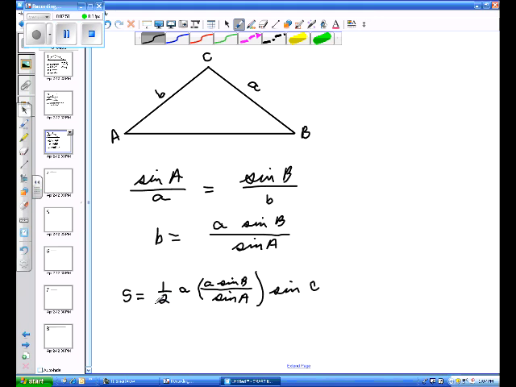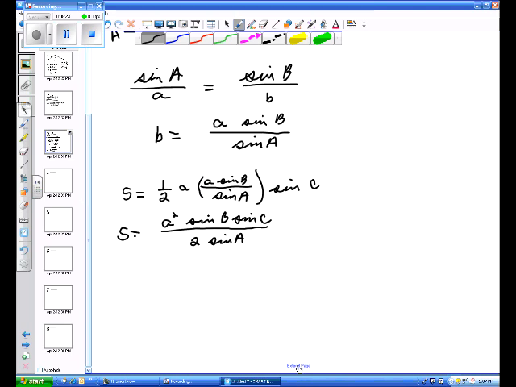Now, if we clean this up, multiplying my numerators, what I have is A squared times the sine of angle B, sine of angle C, divided by 2 sine A. And I've got my area based upon knowing only one side. I had to know two angles, and if I know two angles, then I can automatically find the third angle.